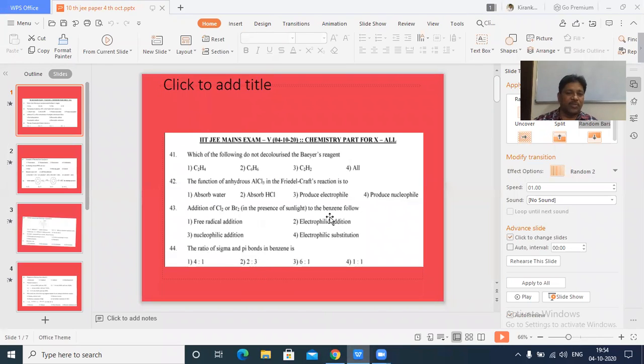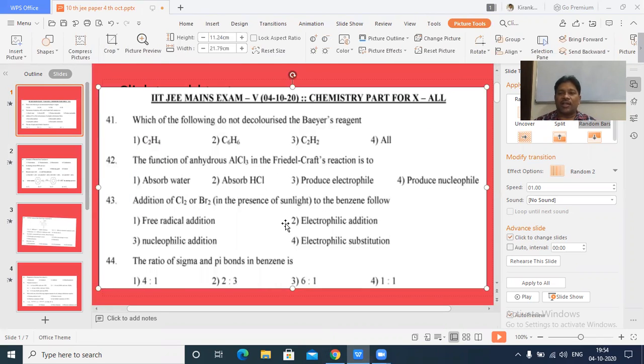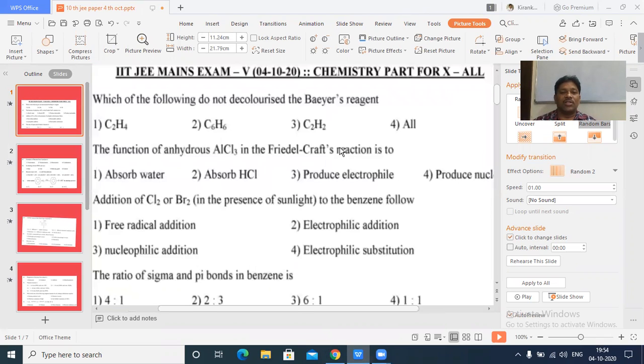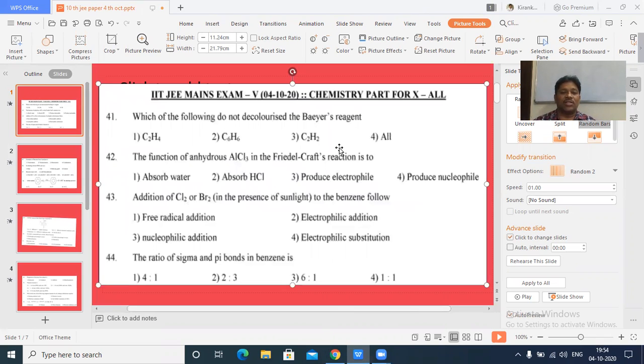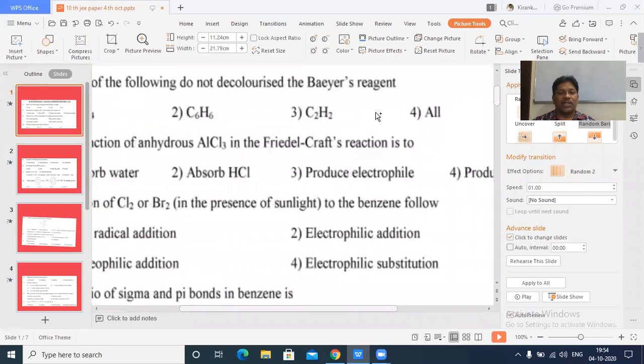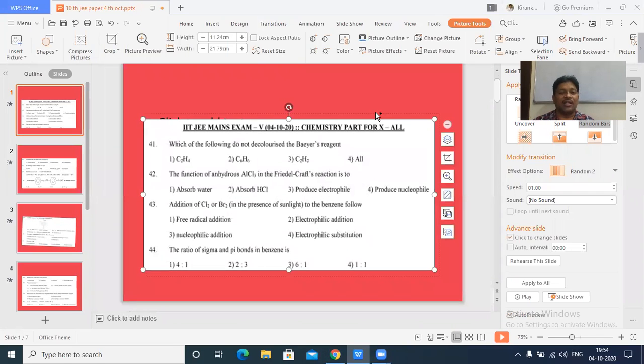See, in yesterday's question paper, the first one is what? Which of the following do not decolorize the KMnO4 reagent, Baeyer's reagent? Alkaline KMnO4 solution is called Baeyer's reagent. So which one cannot decolorize Baeyer's reagent? Here C2H4 is ethene, an alkene. C6H6 is benzene. Among these compounds, C2H2 is ethyne. So ethene and benzene are given here.